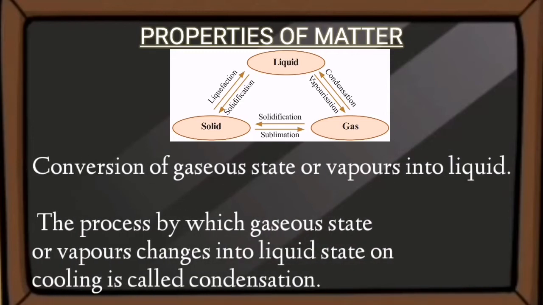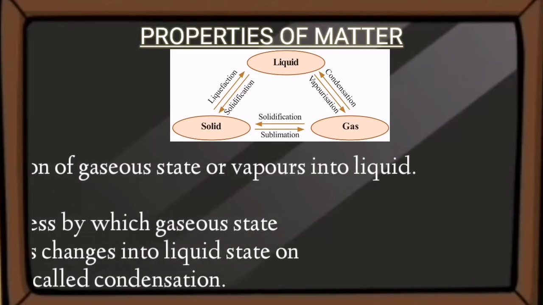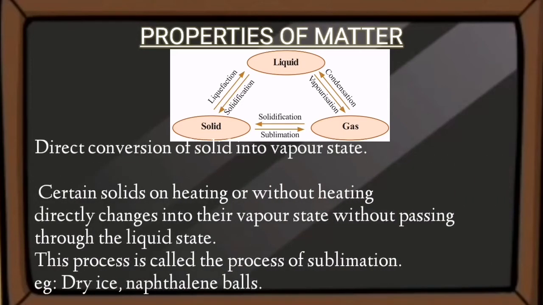Conversion of gaseous state or vapor into liquid. The process by which gaseous state or vapor changes into liquid state on cooling is called condensation. Number 5. Direct conversion of solid into vapor state. Certain solids on heating or without heating directly change into their vapor state without passing through the liquid state. This process is called sublimation. Example: dry ice, naphthalene balls.